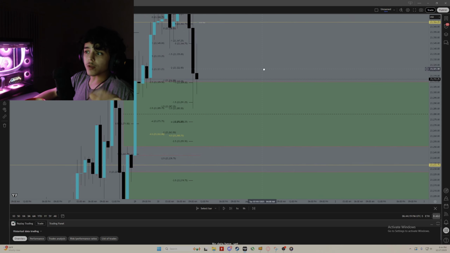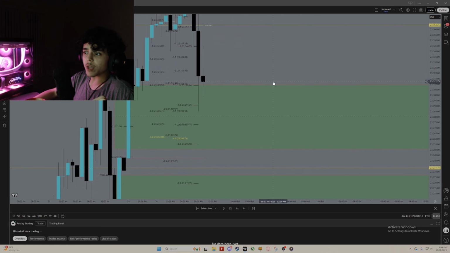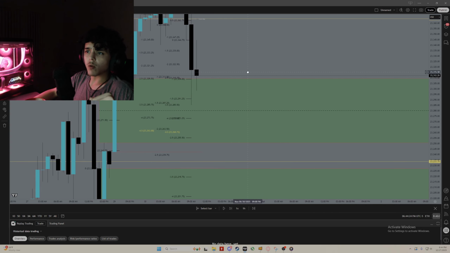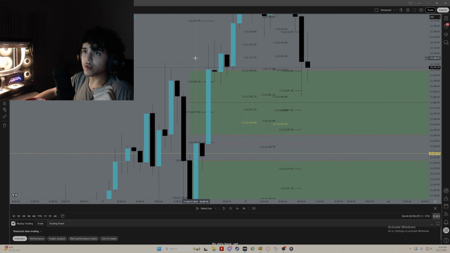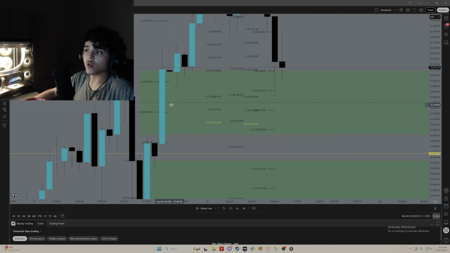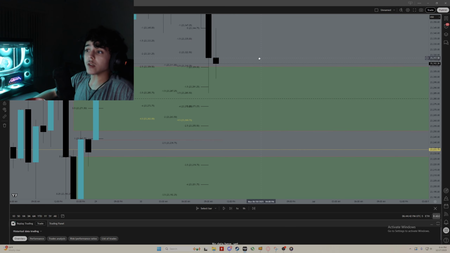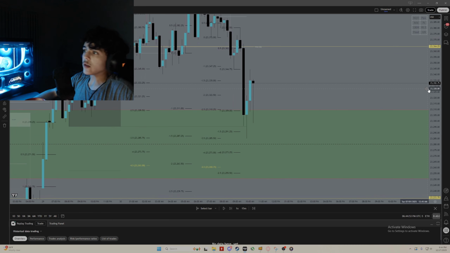Now, looking further into these -4 deviations that we have lining up, if we go into the 4 hour, we can also see that these -4s line up near perfectly with the 0.5 of this 1 hour gap that's also within this 4 hour gap, setting up for a beautiful trade opportunity. So we keep that in mind.